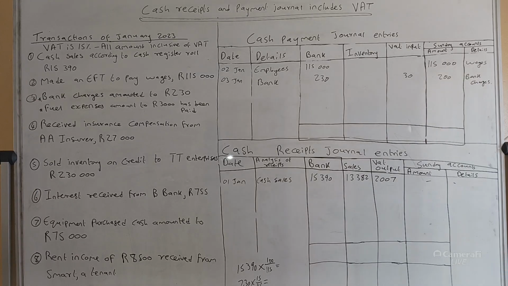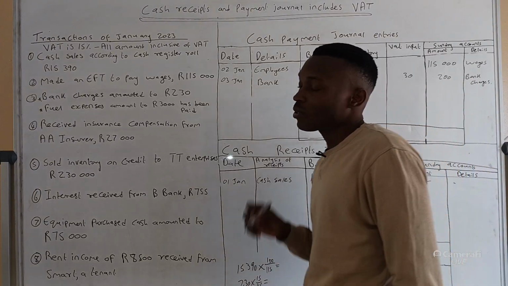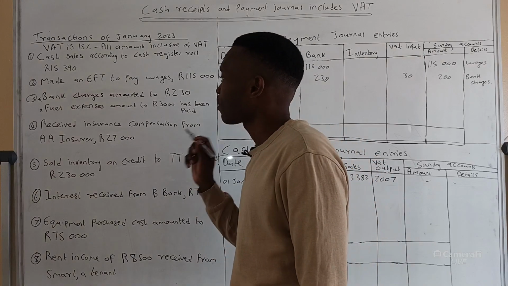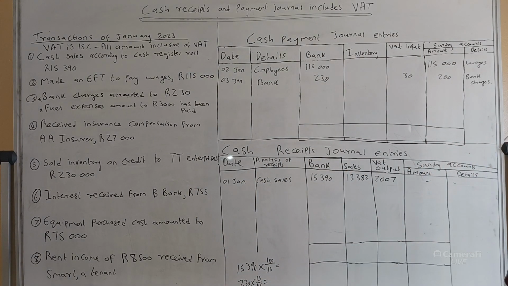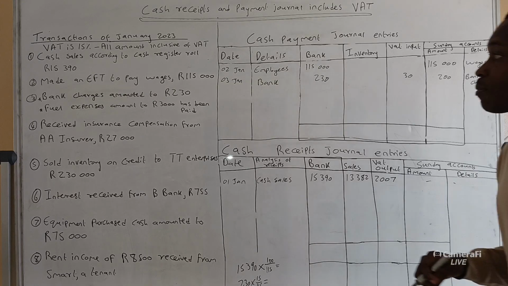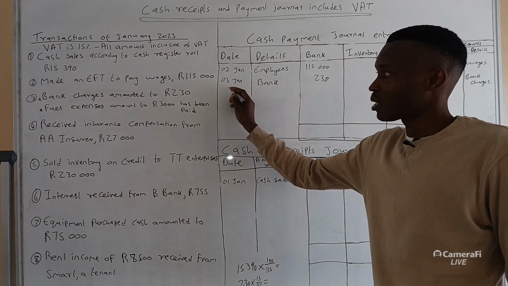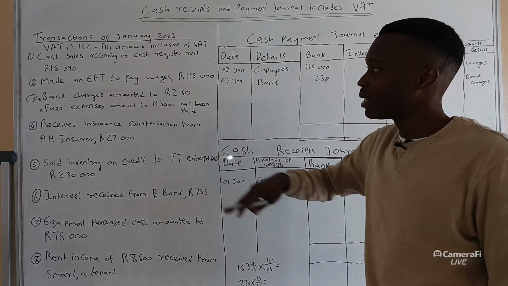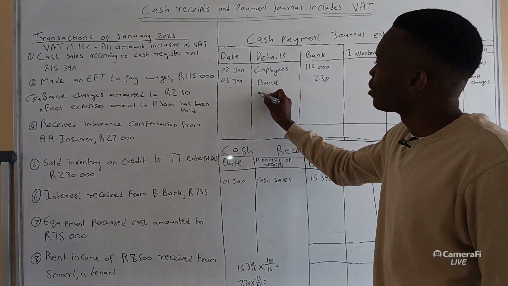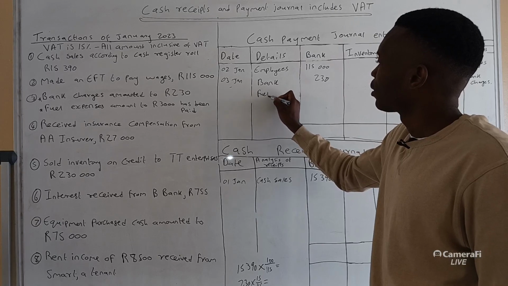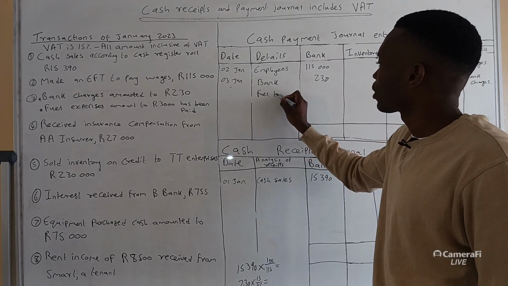Okay, then the following one on the same transaction: a fuel expense amounting to 300,000 has been paid. A fuel expense has been paid, which means that it's a cash payment journal. We are not going to write the date because it happened on the same day. Okay, we can just say it, fuel transaction.